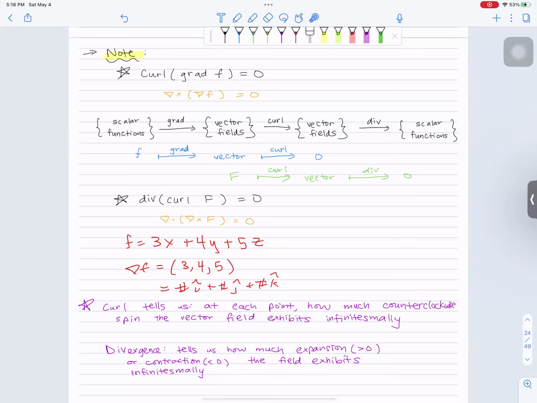It takes each of those partials. So it takes the partial of that number with respect to x, and it adds all the other partials with respect to y and with respect to z, which gives you a scalar number, a scalar function. So this is the sequence that happens. And if you do any two things together, you get 0. So these are the main facts: curl of gradient equals 0, and divergence of curl equals 0.